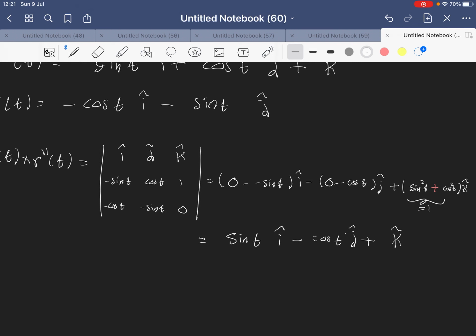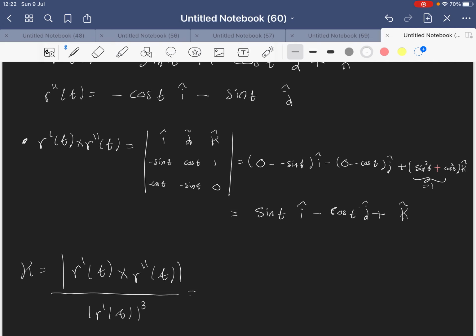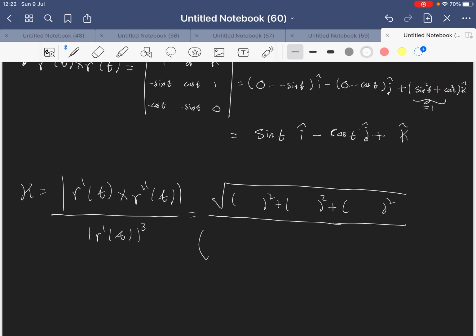And that's the cross product. The final step here is we need to find the curvature. And the curvature formula is we take the first derivative cross the second derivative, which we just found. We need only to find the magnitude over the magnitude of the first derivative. So here we have something square, something square, something square, over the same thing down here, square, square, square. So we only need to fill them.